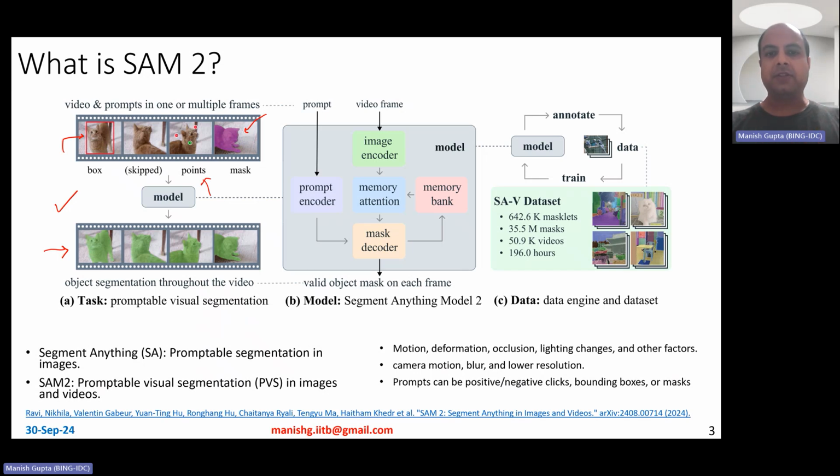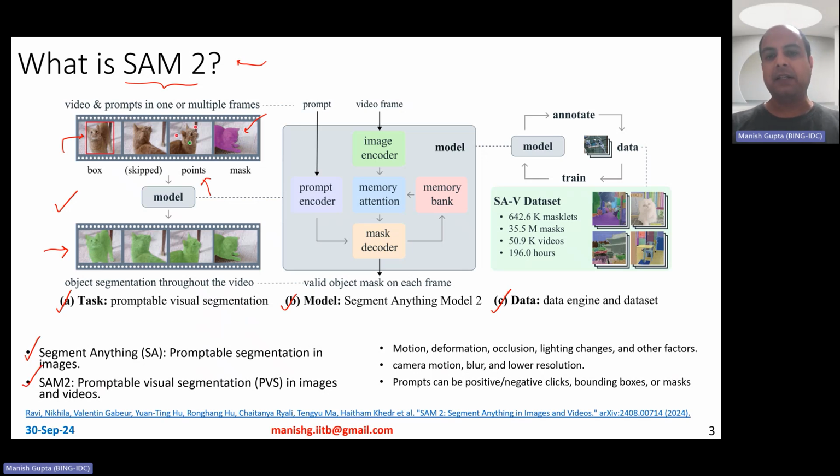Okay, so in this paper, they contribute 3 things: the novel definition of the task itself, the model itself, the SAM 2 model, which does this interactive video segmentation, and then they also come up with data, so as to be able to train this model nicely. Since it is SAM 2, there was of course Segment Anything 1 as well. That was about promptable segmentation in images, but SAM 2 is about promptable visual segmentation in images and videos.